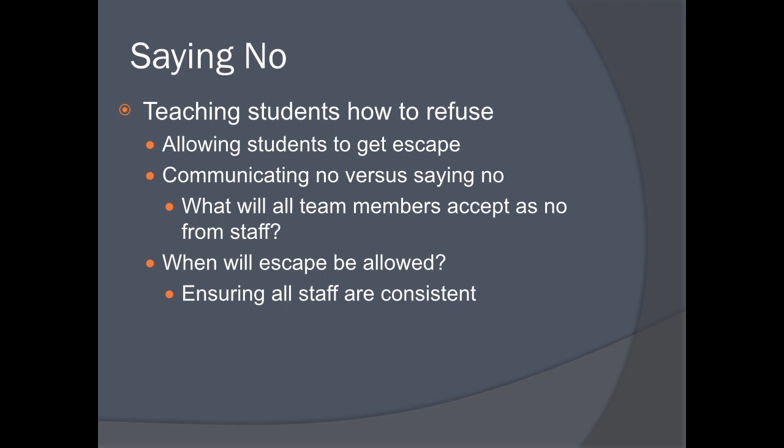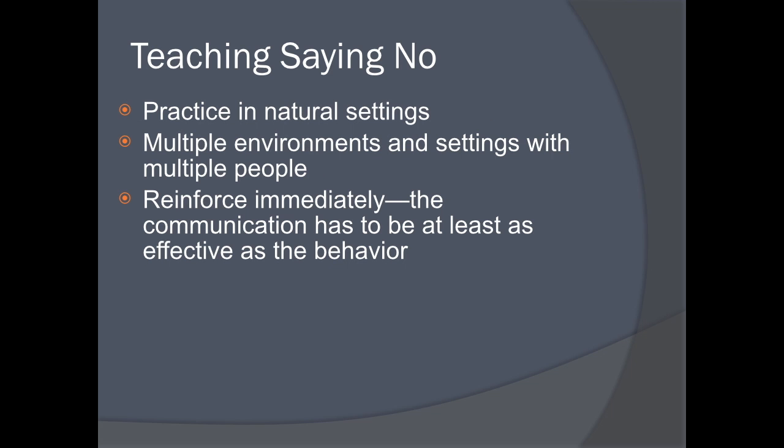So, it is very important that team members decide what communication attempts will be accepted from students ahead of time, and in which situations escape and avoidance will be allowed. It is very important that all staff that work with the student are consistent. When teaching saying no, like other functional communication skills, it is important that we teach and give practice opportunities in multiple natural settings with multiple people and activities, so that students generalize their learning and are able to use it throughout their lives.